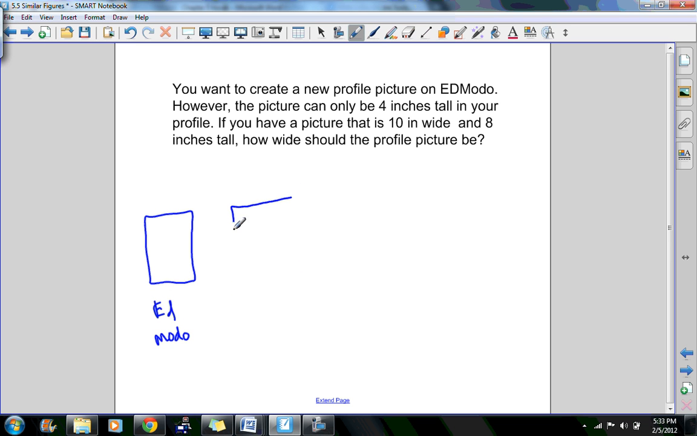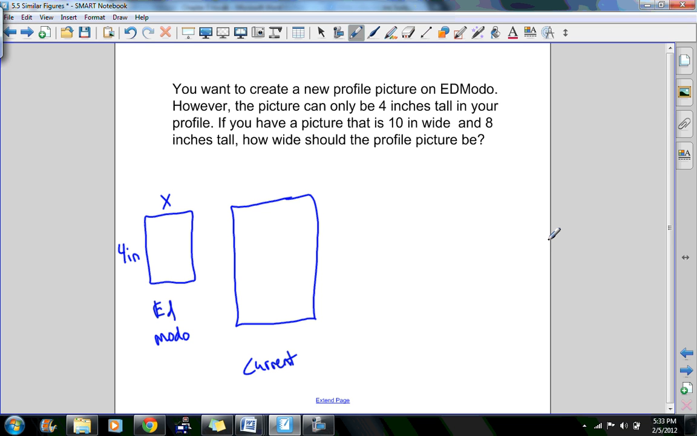And then I'll draw my bigger picture over here. And this will be my current picture. So my Edmodo picture can only be 4 inches tall. So we're looking right here, 4 inches. And we want to know how wide it should be. So that's our question mark. I'll put an X there.